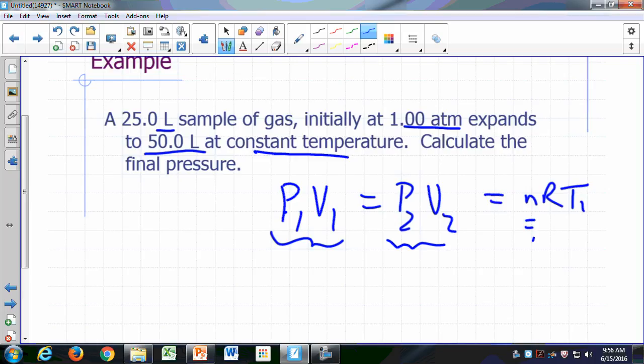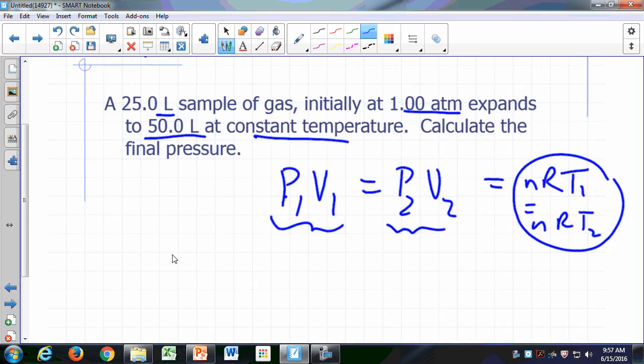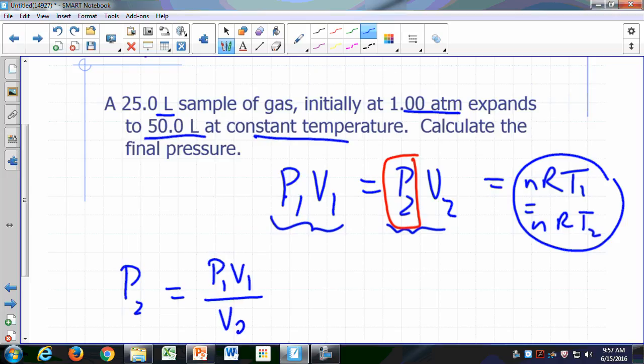nRT1, which is also the same as nRT2 because you have the same number of moles and the same temperature for this particular situation. So you can just solve for the final pressure. Let's call P2 our final pressure. How do I solve for final pressure? P2 will just be P1 V1 divided by V2. Divide both sides by V2.